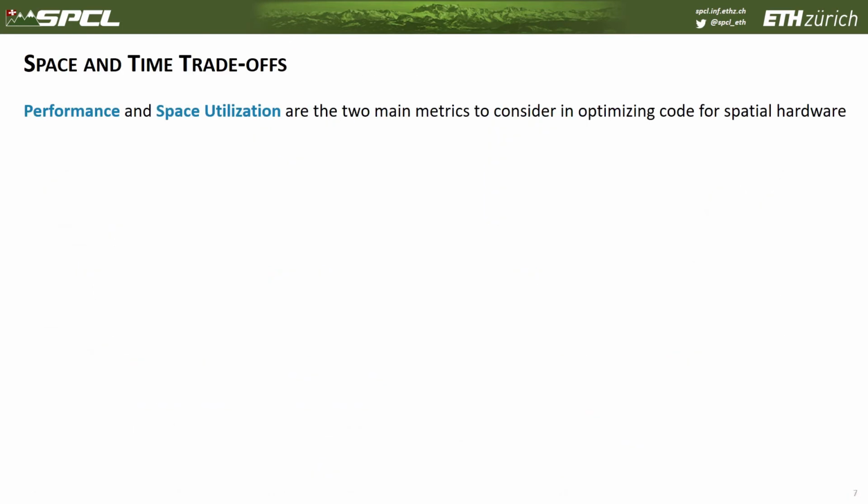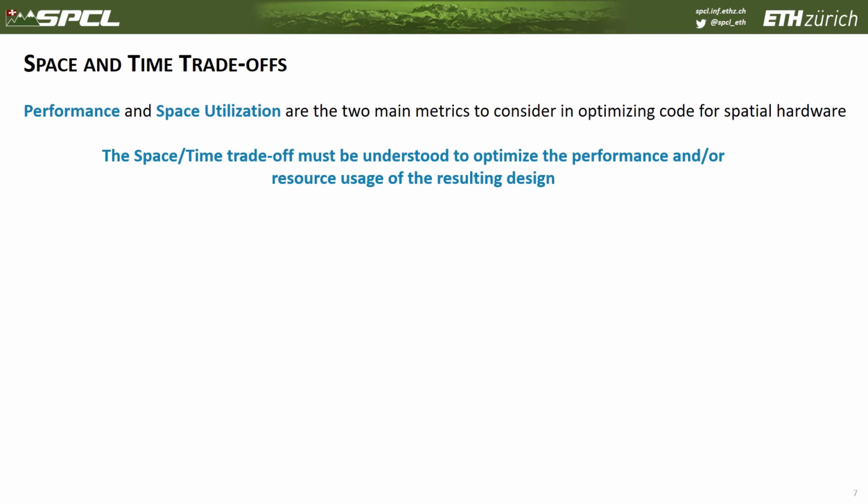So this is an example of the space-time tradeoff, that is a compromise between resource consumption and performance. And this is because, differently than CPU and GPU, with spatial devices time but also space are the two key metrics to consider in optimizing the code. So this space-time trade-off must be understood to optimize the performance and/or the resource usage of the resulting design.